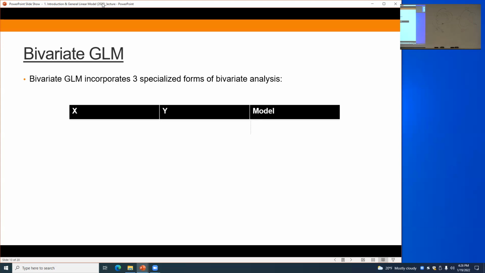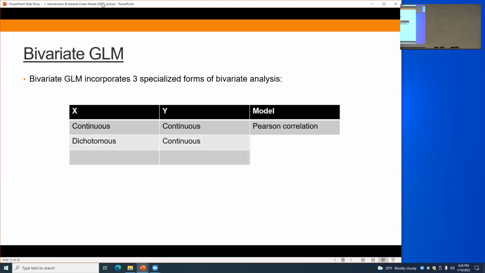Okay. So for my bivariate generalized linear model, right? I've got one predictor, one outcome. If I've got a continuous x and a continuous y, look at a Pearson correlation. I can run a regression model if I wanted to, that's functionally the same as a Pearson correlation.